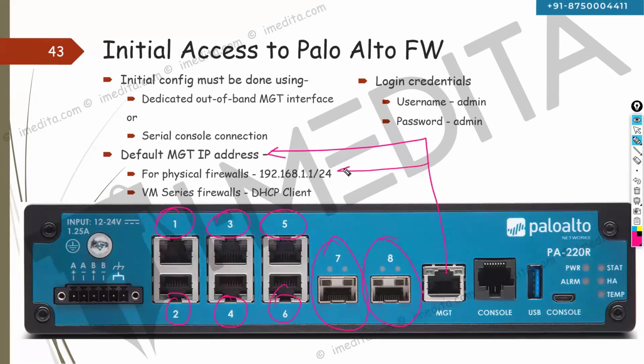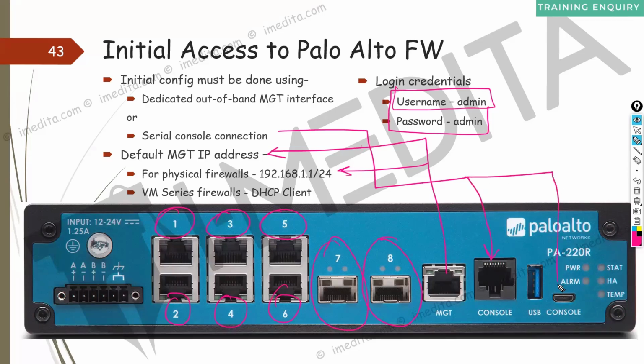By default, the management port IP address is 192.168.1.1. By default, the username of Palo Alto is admin. Password is also admin. Got it or not? The firewall will also use a dedicated management port, and it will also use a dedicated serial or console port. This is the old console port, and this is your new console port. Got it or not?